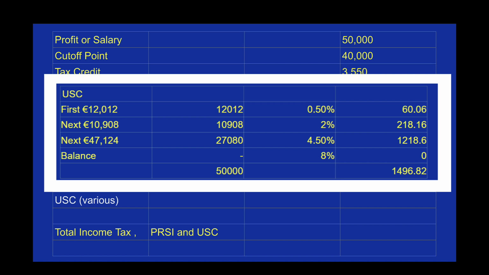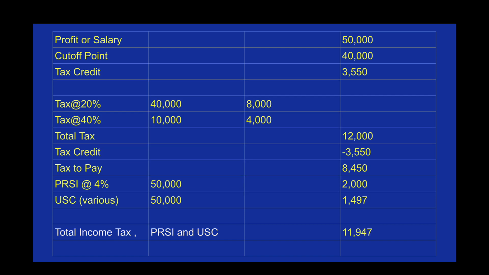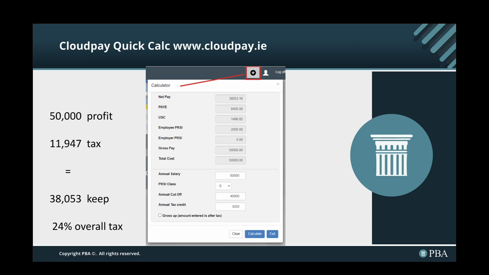The universal social charge, I think the main thing that impacts that is your age, but again, take advice on this. This gives us a total income tax, PRSI and universal social charge of 11,947. That's based on a profit or a salary of 50,000. You can do this calc on CloudPay.